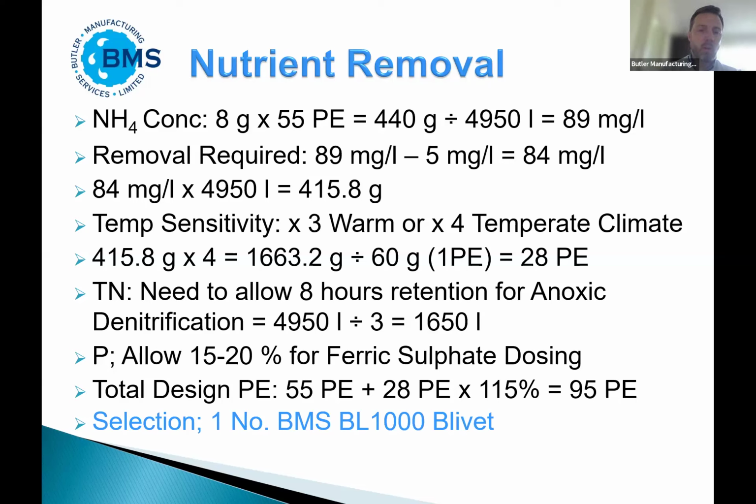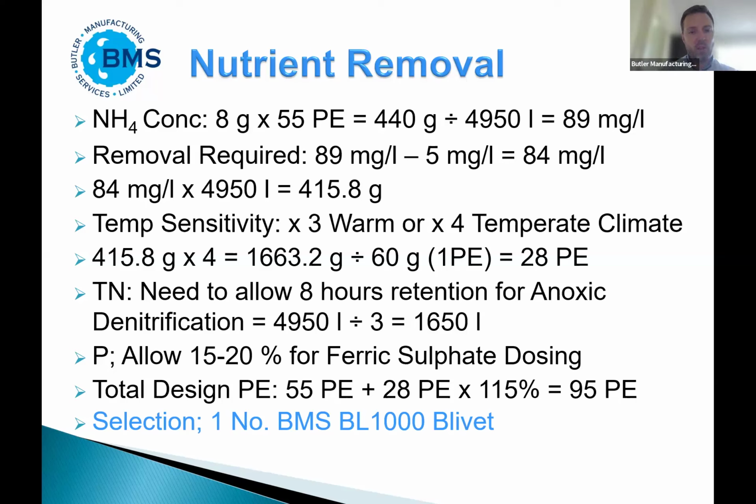To work out what load removing ammonia puts on the plant, I said one population equivalent is 8 grams. So you multiply that by the 55 population equivalents, which gives you 440 grams of ammonia to be removed, and dividing that by the total flow gives you 89 milligrams per litre. Obviously, we are allowed 5 milligrams per litre in the discharge, so the total removed amount is 84 milligrams per litre. And if you take 84 milligrams per litre and multiply by the flow, you're getting 416 grams of ammonia that needs to be removed.